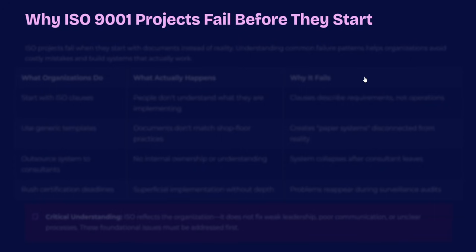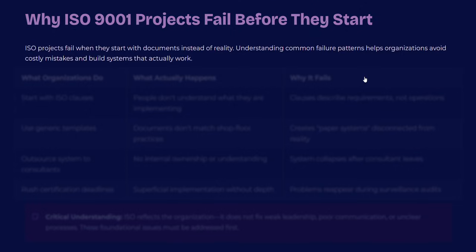Why do ISO 9001 projects fail before they start? This is the core element of why we are now explaining module one. ISO 9001 projects fail when they start with documents instead of reality. Understanding common failure patterns helps organizations avoid costly mistakes and build systems that actually work. The way now we are understanding our organization.